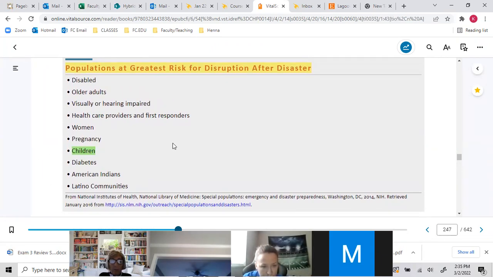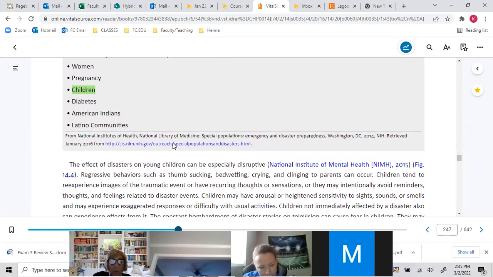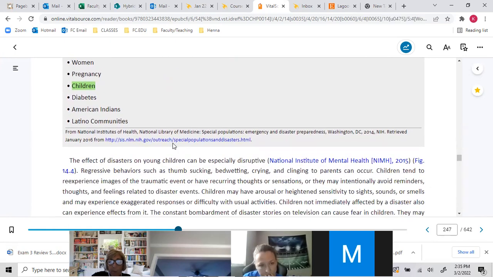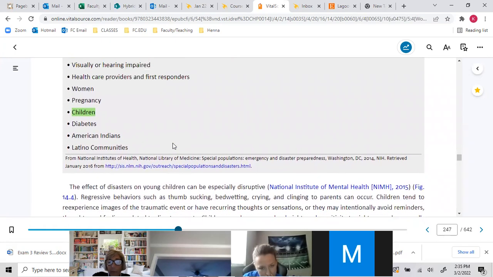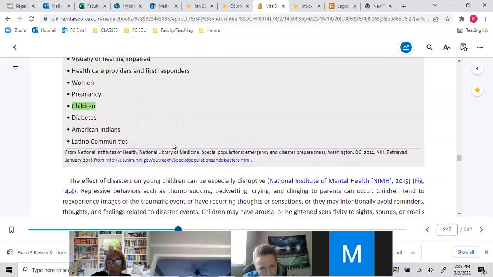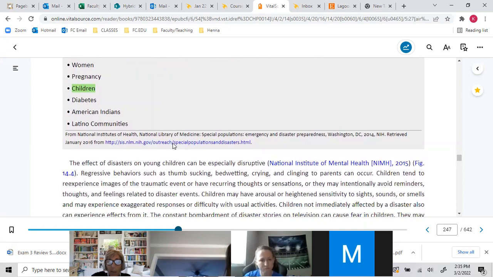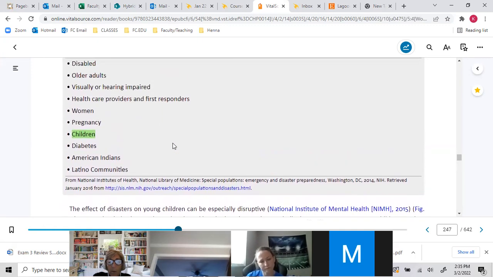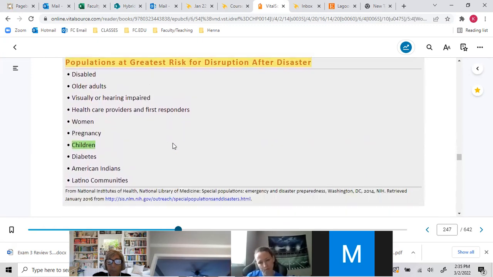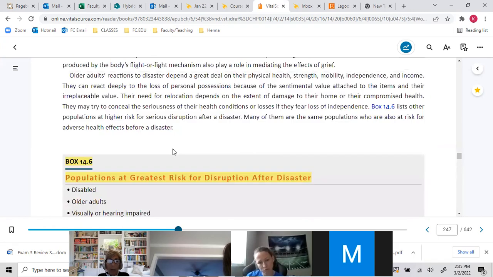I highlighted children because I think of, what about schools? What if something's happening during the school day? Right? What if something's happening before school or after school and kids are in daycare? Okay. You've got to be able to think of them as well.